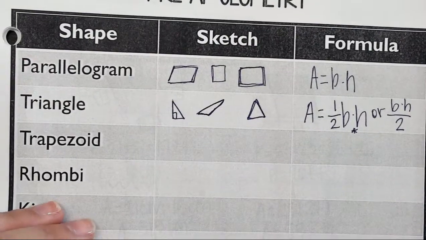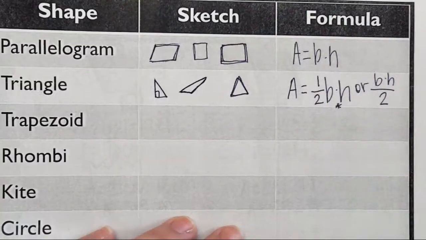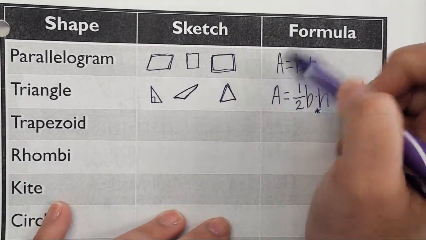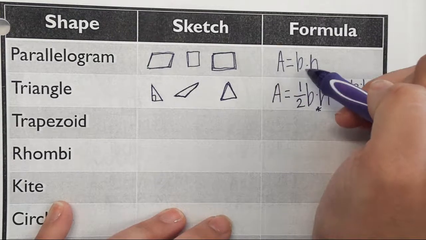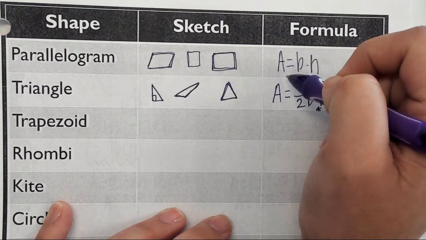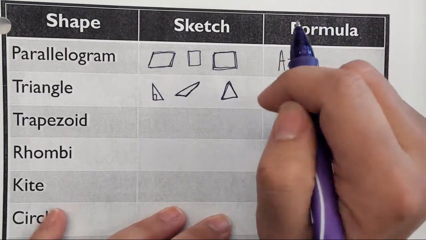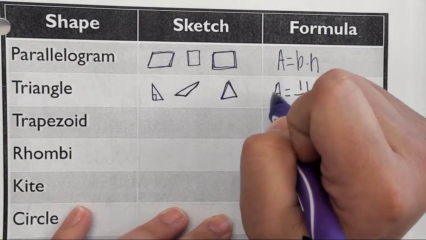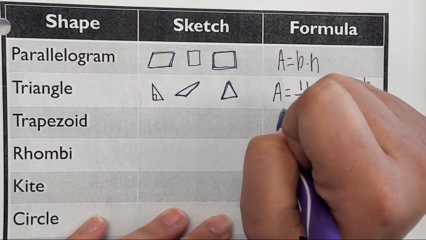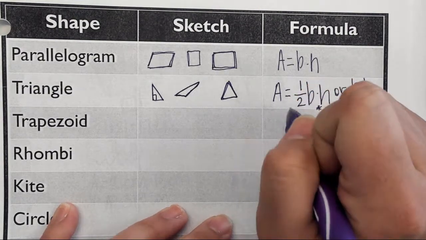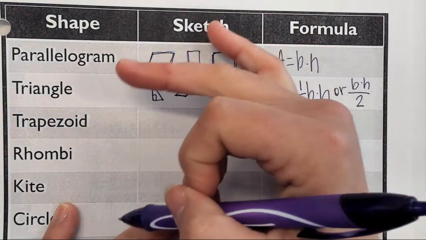B, opposite. H is 11. Okay, we are adding on technically 3 lines today. So, parallelogram, base times height. Triangle, 1/2 times base times height, or base times height divided by 2. Tomato, tomato, as long as you multiply by 2 or multiply by 1/2 or divide by 2, I don't care. Okay? All right, we're adding on trapezoid, rhombi, and kite.